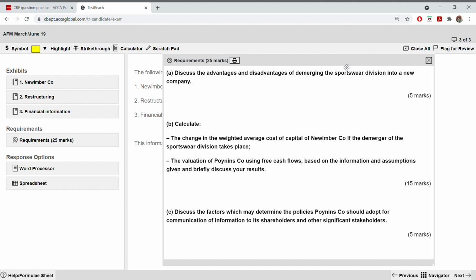Changes in the weighted average cost of capital of the new member company if the demerger of the sportswear division takes place. Number one. Second, valuation of the Points company using free cash flow based on the information and assumptions given, and briefly discuss your results. Two things we need to cover. Now, you need to understand this very clearly, that reconstruction is very similar to your acquisition and merger. Whatever you have done in acquisition and merger, demerger is the opposite of it.